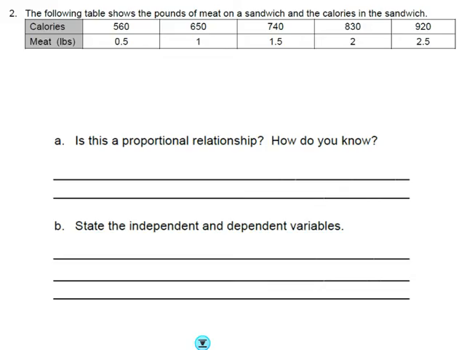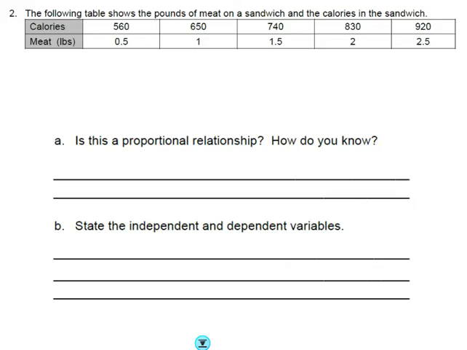So in this video we are doing problem number 2 together from the handout Proportions from Tables and Graphs. This will be very similar to what you are doing in problem 1. It'll be shorter, so let's take a look. Number 2. The following table shows the pounds of meat on a sandwich and the calories in the sandwich.